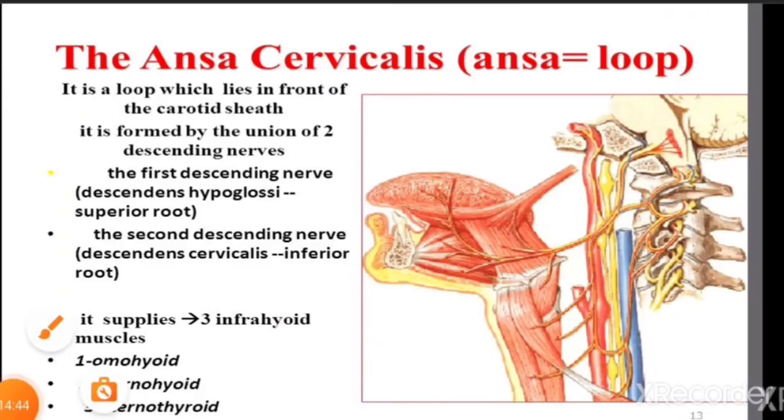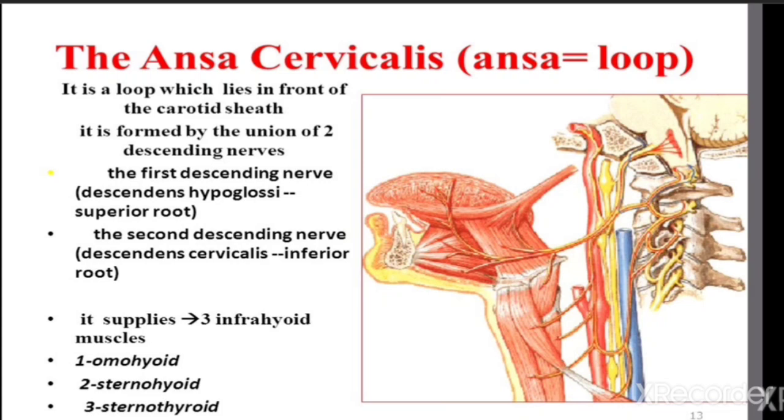Then we have the ansa cervicalis. Ansa means loop. So there is a loop in the cervical region which is made up of the cervical spinal nerves. This is known as ansa cervicalis. This loop lies in front of the carotid sheath and it is formed by the union of two descending nerves. The first descending nerve is the descendens hypoglossi, which forms the superior root, and the second descending nerve is the descendens cervicalis, that is the inferior root. So these two roots combine to form a loop known as ansa cervicalis.